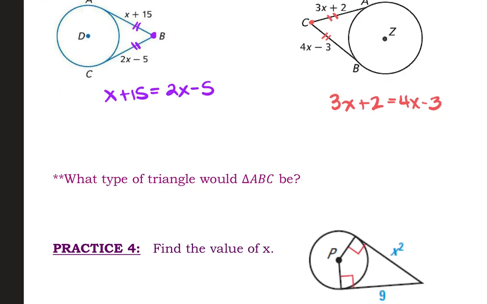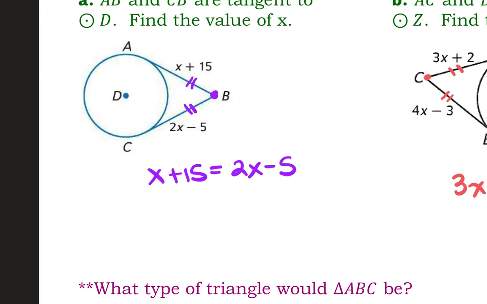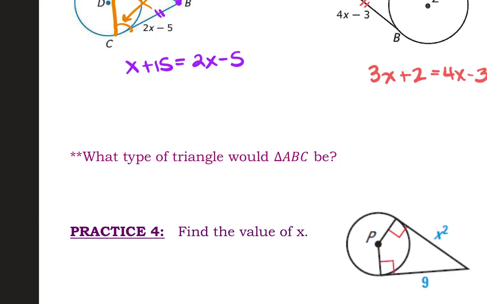All right. What type of triangle would I make if I was to connect A, B, and C? So coming back to this first example, if I was to connect this to make a triangle, what type of triangle would I make? An isosceles. And if it's an isosceles triangle, you know that this angle would have to be congruent to that angle. All right, something to keep in mind.